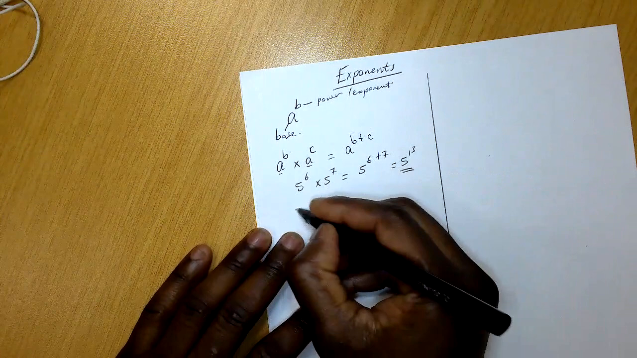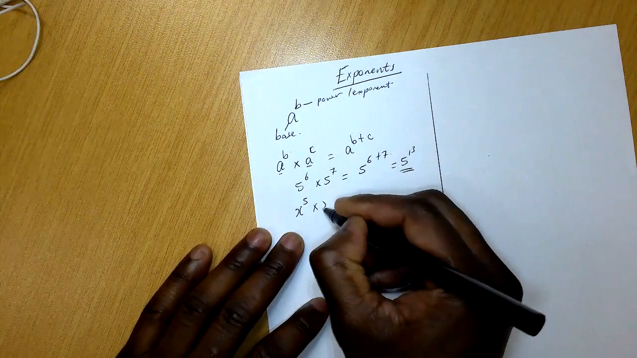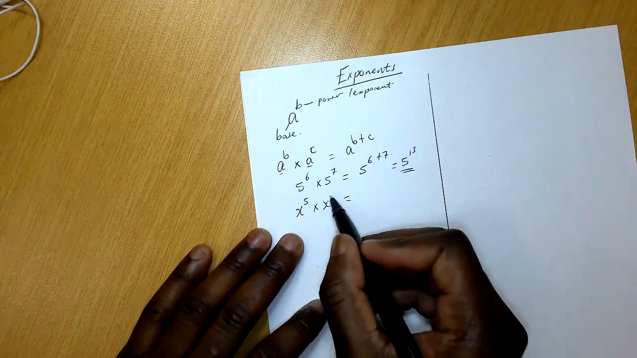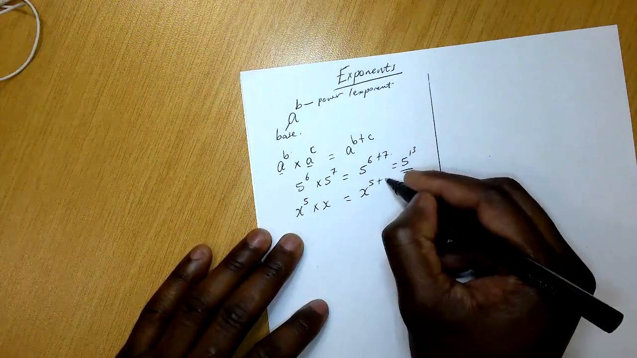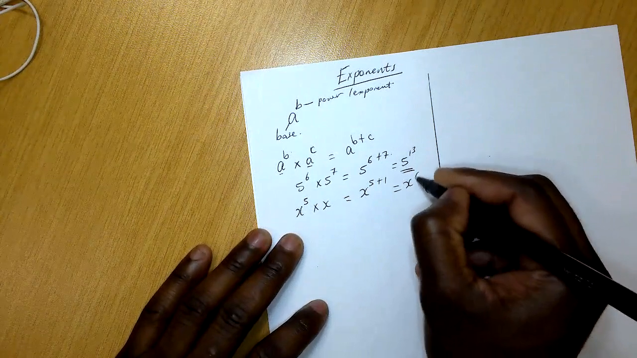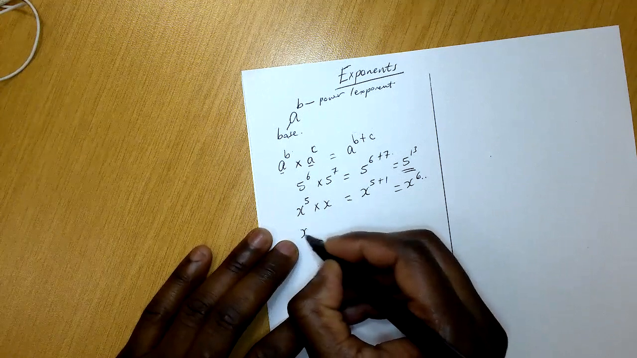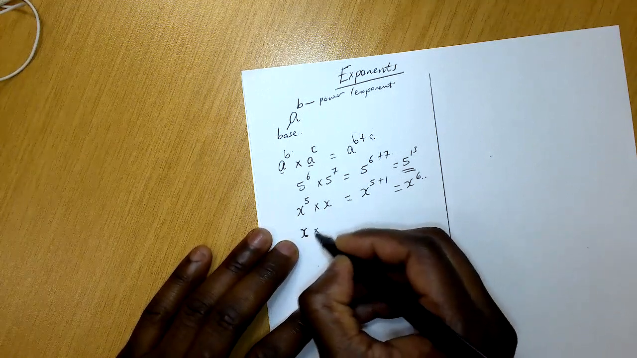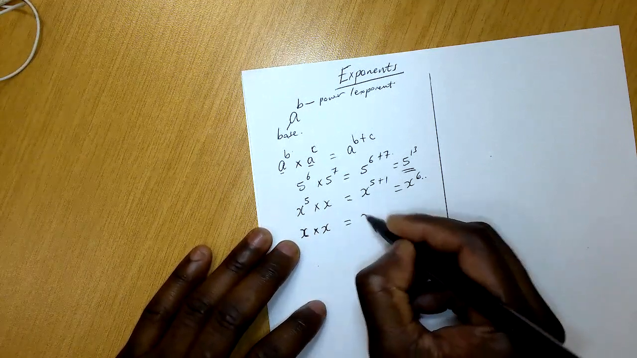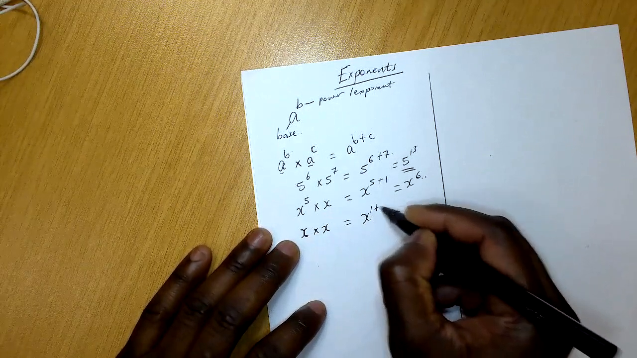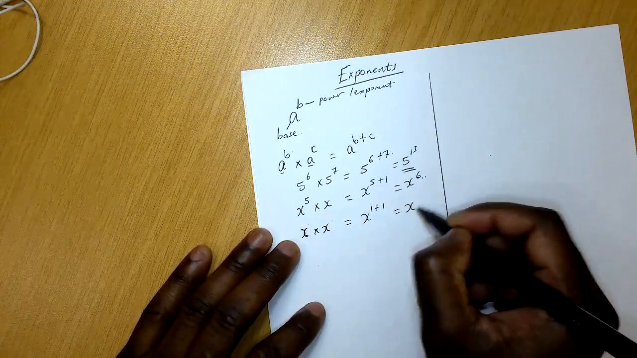What if it is x to the power 5 times x? This x means it's x to the power 1. So this is going to be x to the power 5 plus 1, which is equal to x to the power 6. You have seen this previously in our last questions: when we multiply x times x, we get x to the power 2, because it's x to the power 1 plus 1, which gives us x squared.